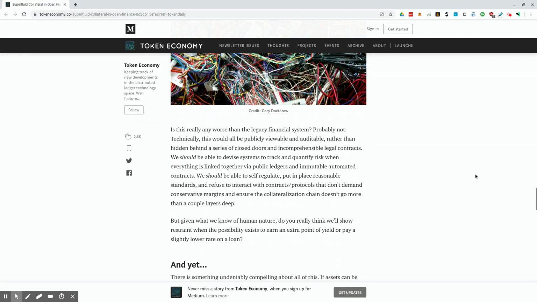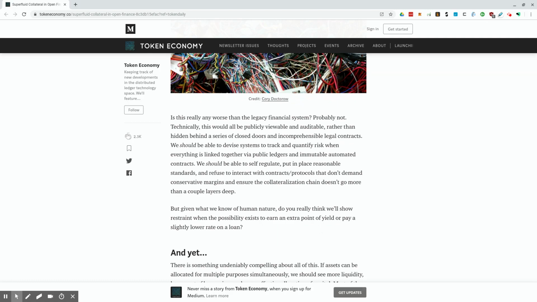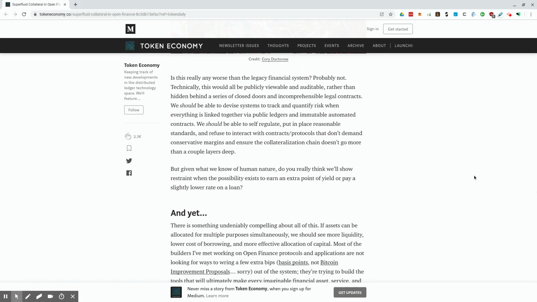Is this really any worse than the legacy financial system? Probably not. Technically, this would all be publicly viewable and auditable rather than hidden behind a series of closed doors and incomprehensible legal contracts. We should be able to devise systems to track and quantify risk when everything is linked together via public ledgers and immutable automated contracts. We should be able to self-regulate, put in place reasonable standards, and refuse to interact with contracts or protocols that don't demand conservative margins and ensure the collateralization chain doesn't go more than a couple layers deep. But given what we know of human nature, do you really think we'll show restraint when the possibility exists to earn an extra point of yield or pay a slightly lower rate on a loan?